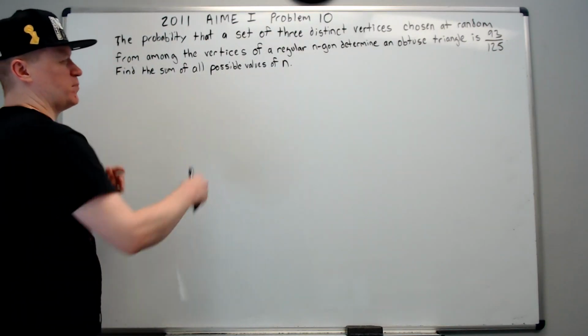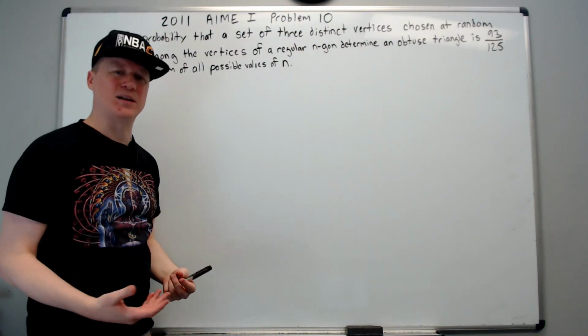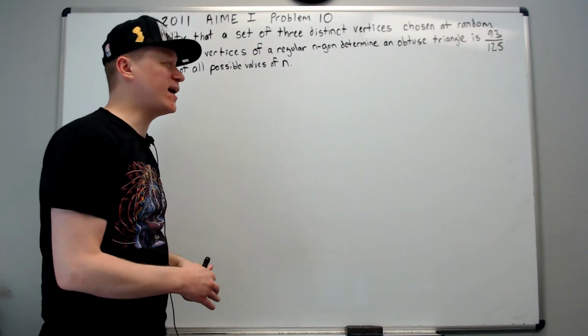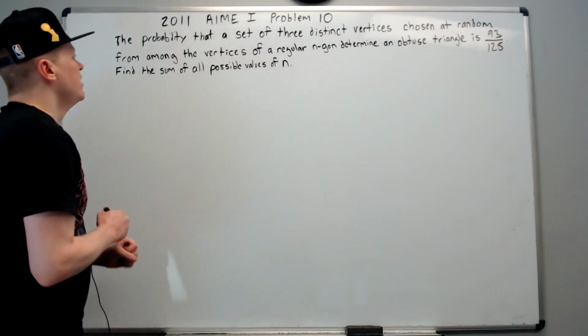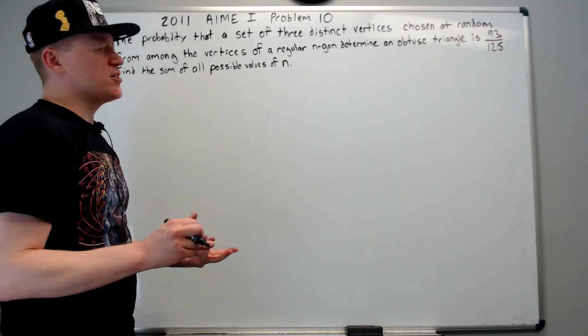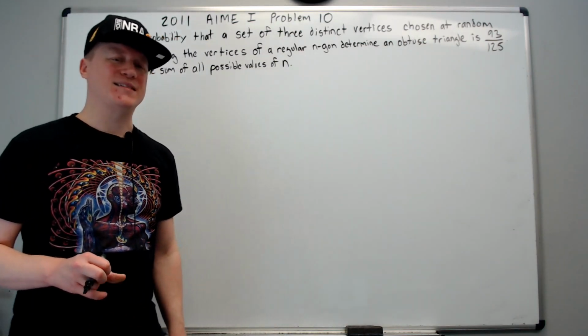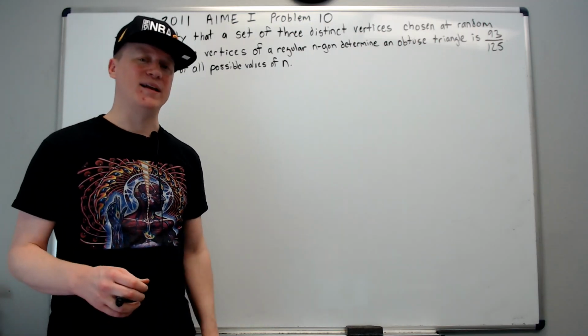Find the sum of all possible values of n. It seems to imply there's more than one value of n. It could be there's only one, but it seems to imply there's more than one. So there are false approaches. You have 3 hours on this test. That's an average of 12 minutes per question.